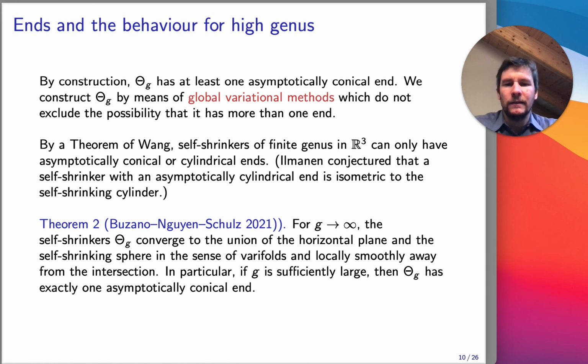We don't expect this, and numerics show that this shouldn't happen, but this is not about numerics, this is about proper mathematical proofs. Okay, and this convergence is again convergence in the sense of varifolds, but it is smooth away from this intersecting circle of radius 2. Okay, so these are our results, and in the next part we want to see how we prove theorem 1 and theorem 2.